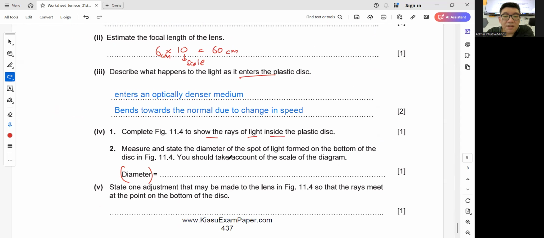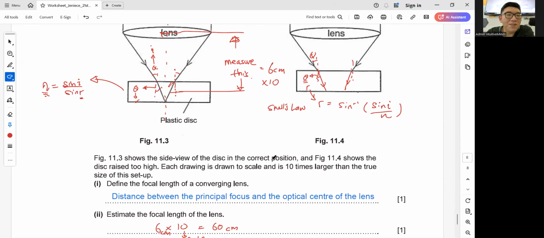Measure and state the diameter of light formed on the bottom of the disc. You should take into account the scale. All this tells you that you should take into account the scale. So therefore, you need to measure the angles. That diameter will then be this. This is what you need to measure.